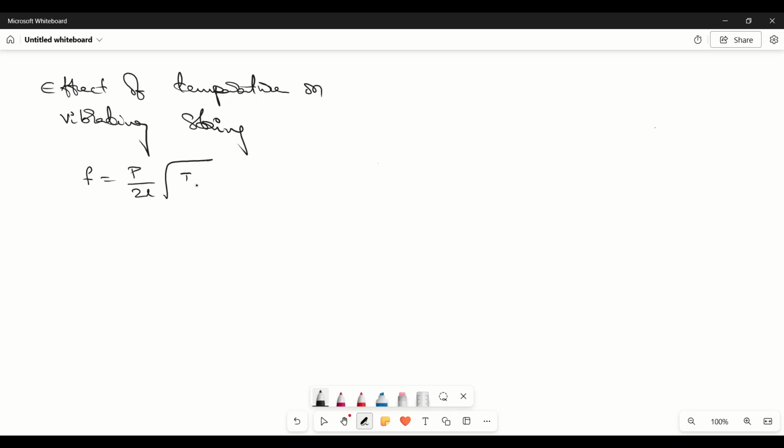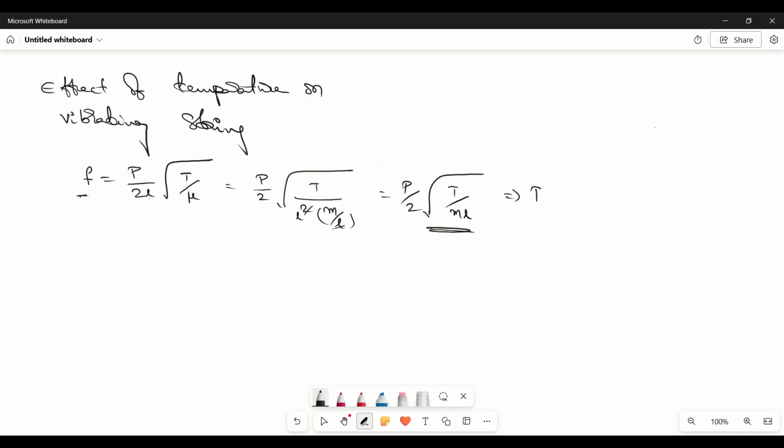T by mu. When we bring this L inside here, we can represent p by 2 into under root of T by L square into M by L. One L gets cancelled, so here we can represent p by 2 into under root of T by M into L. So this represents the expression for frequency in terms of number of loops, tension, mass and length. So here we can represent that frequency is directly proportional to T by ML.